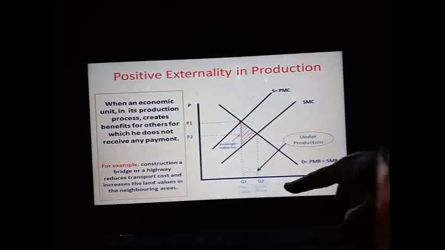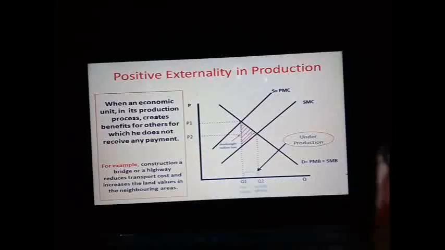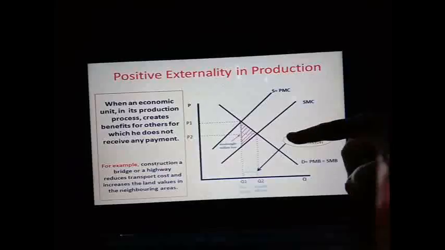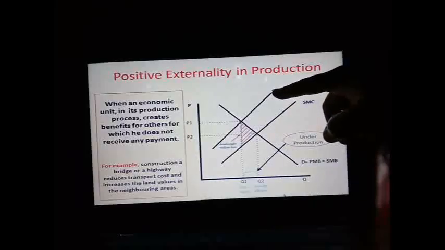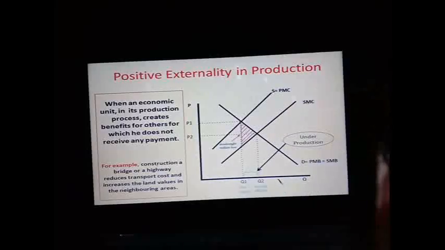As our quantity increases, the utility or benefit received from each additional unit gradually reduces. So our marginal private benefit curve is diminishing, and here our marginal private cost curve is S, and that is our marginal social cost curve. As there is positive externality in production, the producer generates some benefits that are enjoyed by the society, so its cost is reduced.